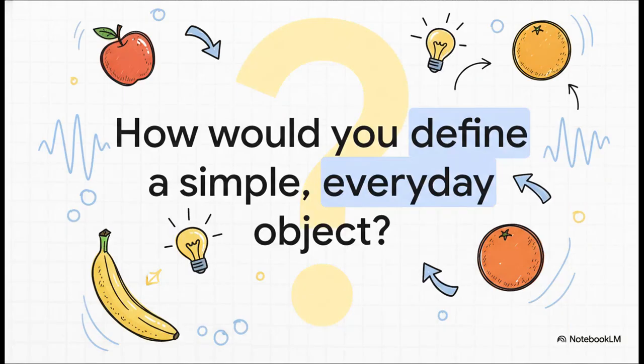Okay, let's try a little thought experiment. Imagine you had to explain a piece of fruit, something really common, to someone who's just starting to learn your language. How would you do it? What words would you use to be as clear as possible without making it super complicated?